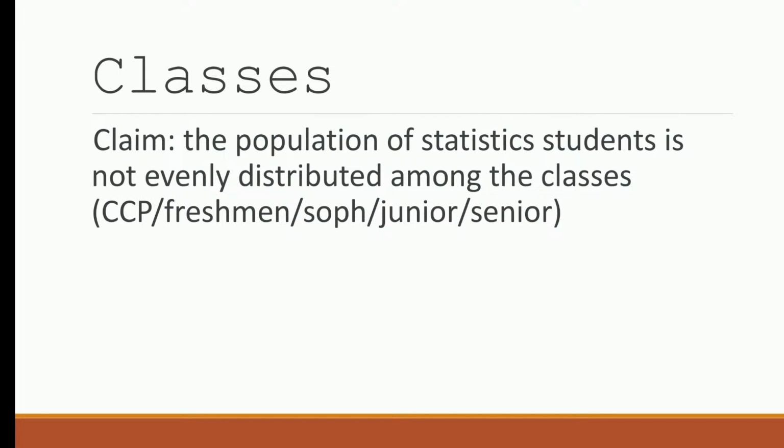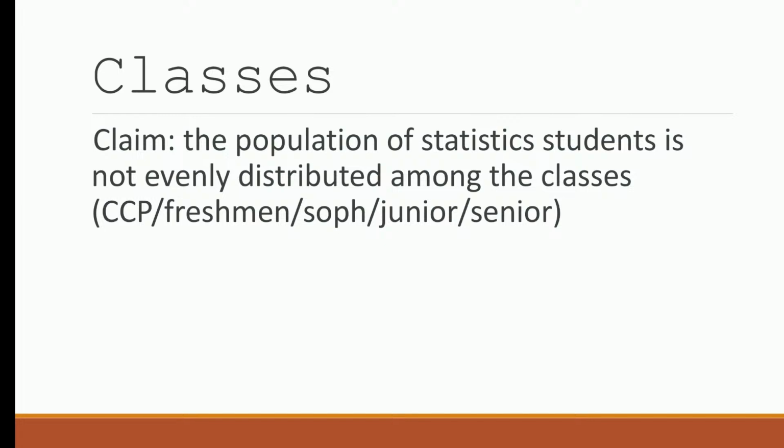Okay, so I have this claim. I think that the population of statistics students is not evenly distributed among classes. And what I mean by class is what you are classified as according to the registrar. There are CCP, post-secondary, freshmen, sophomore, juniors, and seniors. Now I have a sample of statistics students here. So that's my claim. So let's write down the hypotheses.